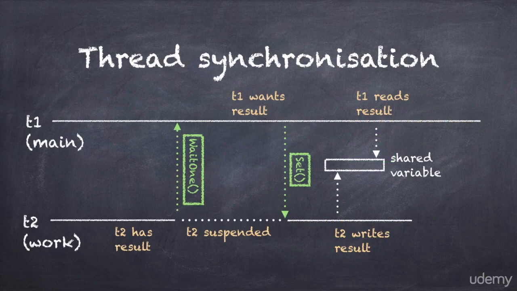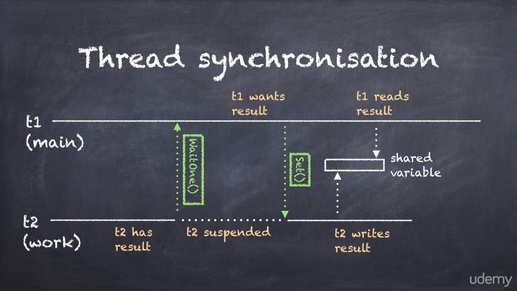I can implement the communication channel using an AutoReset event. The work thread asks if the main program thread is ready by calling the wait1 method on the AutoReset event. The main program thread, in turn, indicates it is ready to receive a result by calling the set method, also on the same AutoReset event.